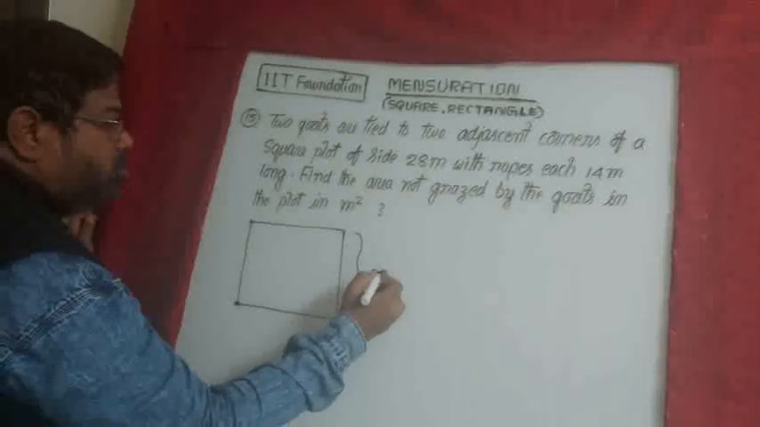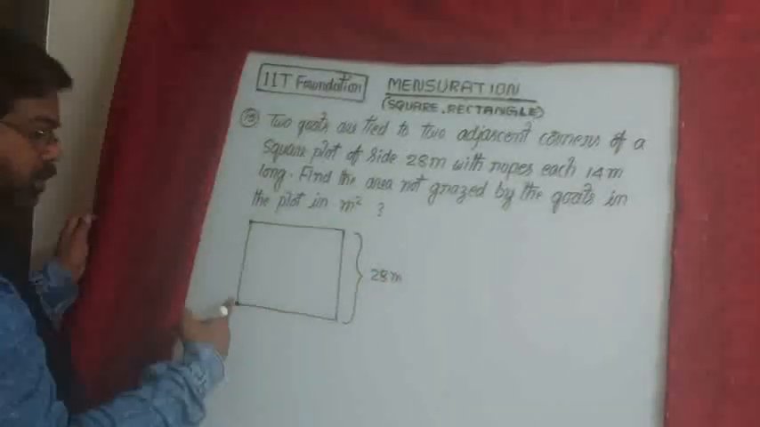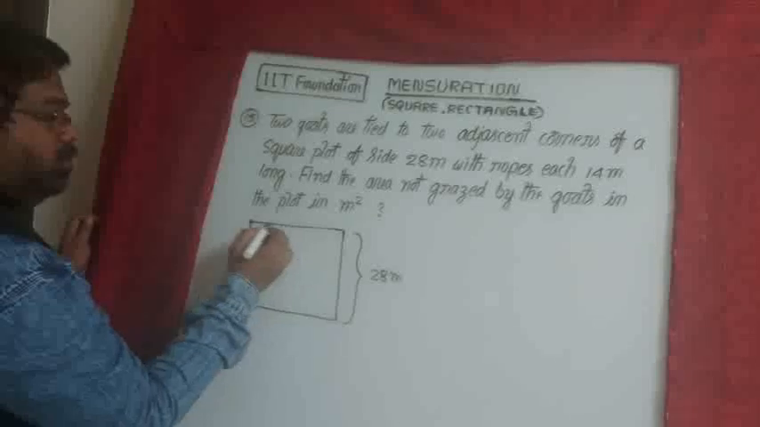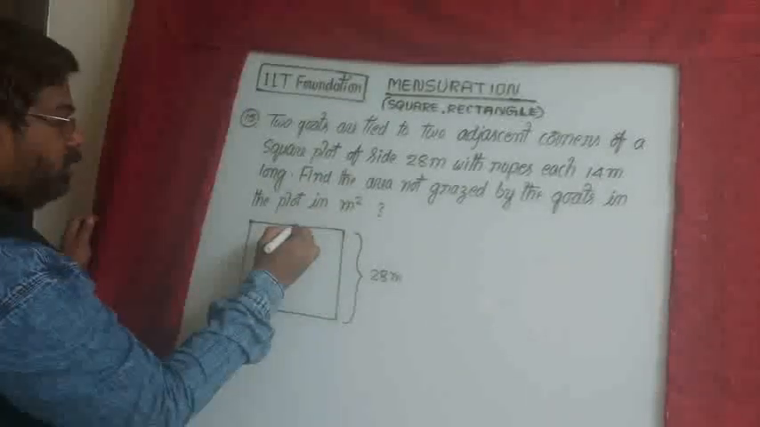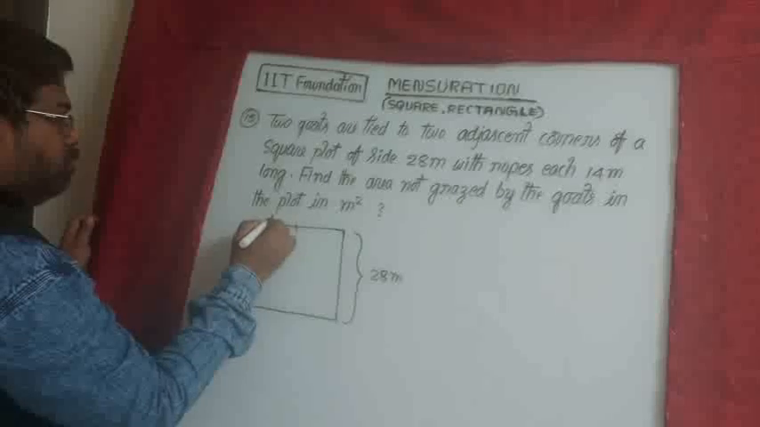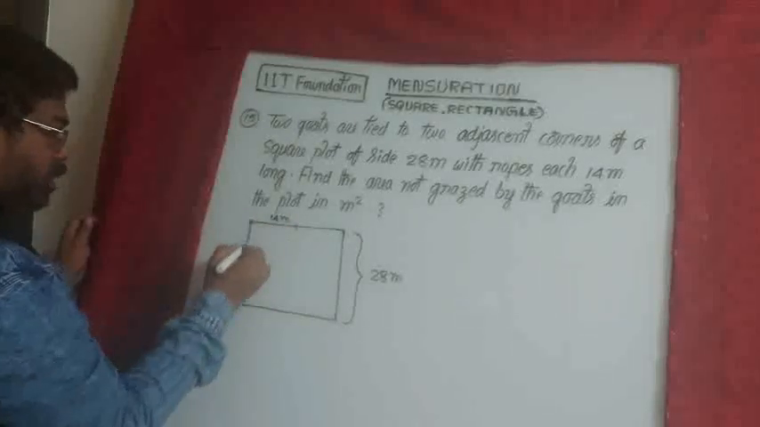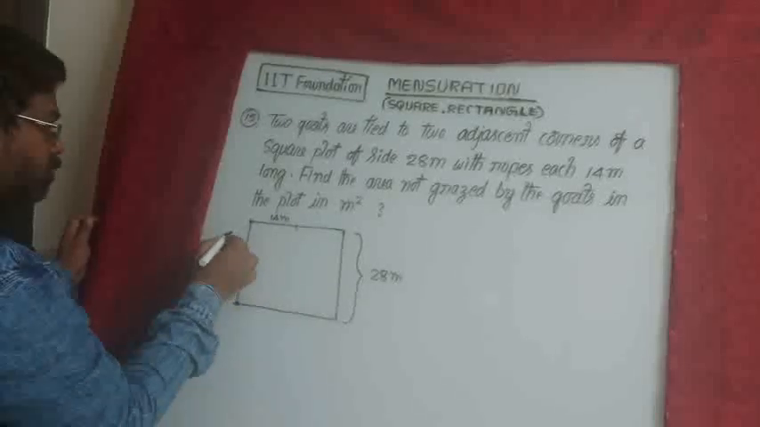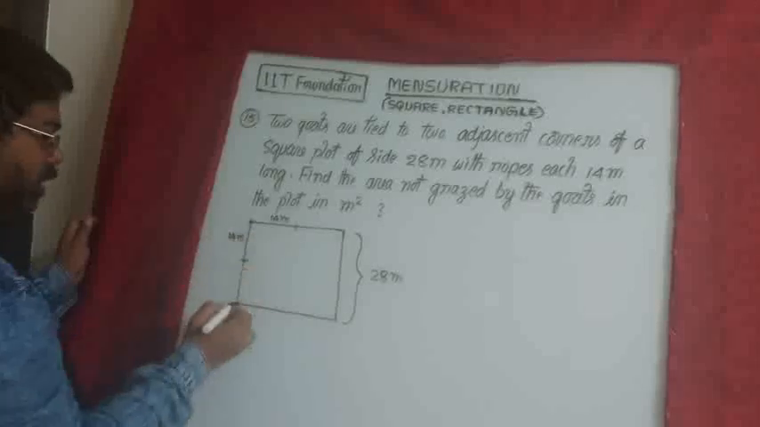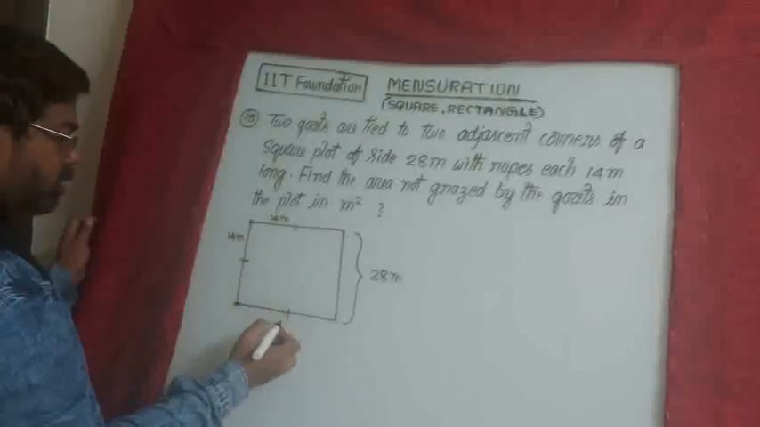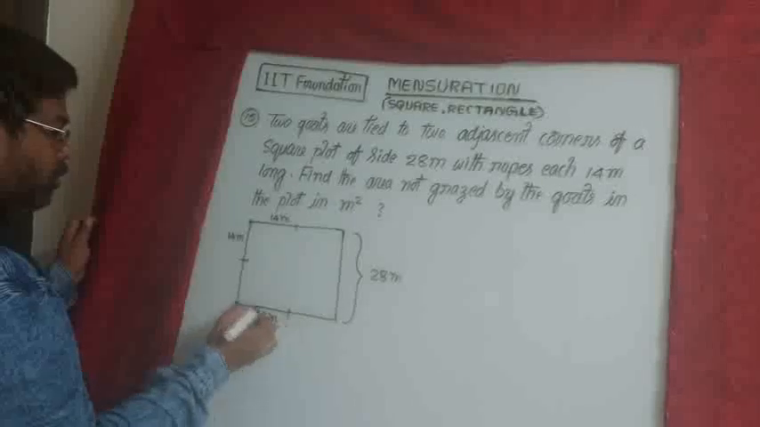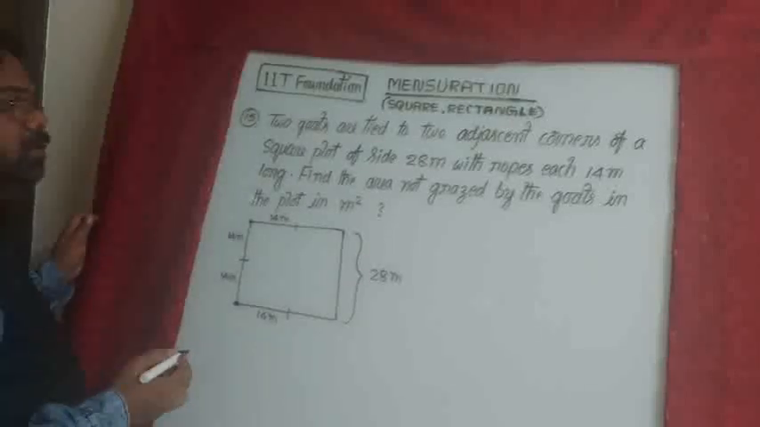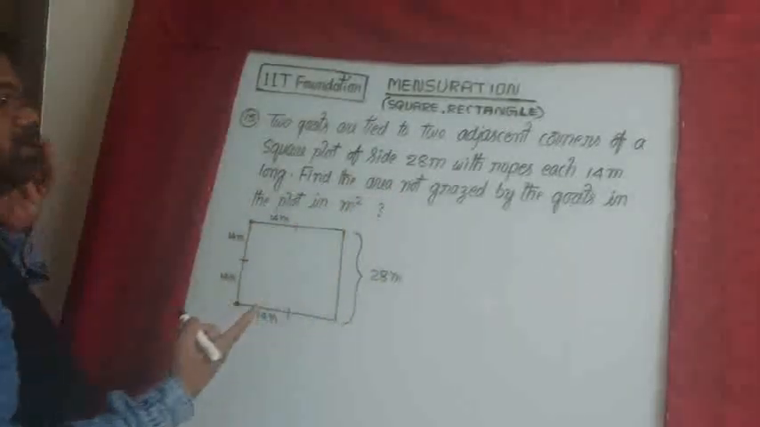It is 28 meters, total 28. So each rope length, ikkada rope ante thadu, so length is 14 meters. Now here 14 meters, it is exactly half. Now here also, if it is tied, this is the grazing area, so it is 14 meters. Now here another goat is tied, so it is 14 meters. Now here also 14 meters it is. Okay. So, find the area not grazed by the goats.